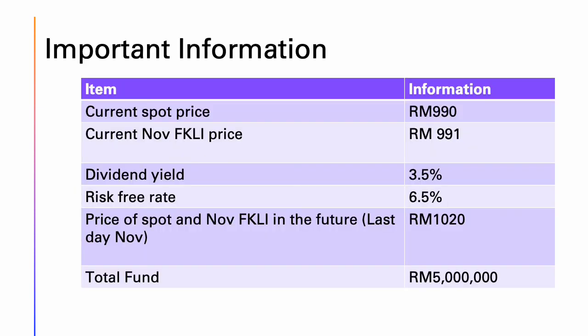So these are important information given in the question. Current spot price is 990, November FKLI at 991, dividend yield is 3.5%, risk-free rate 6.5%. So price of spot and futures at the maturity date of futures contract is converged at 1020, so you plan to use 5 million of fund.